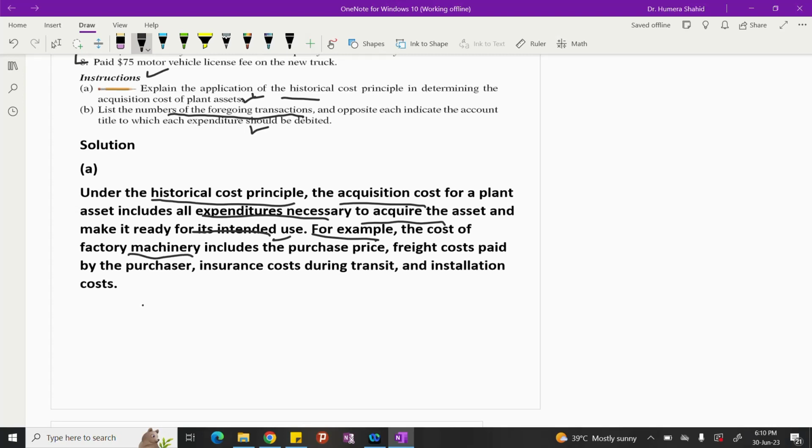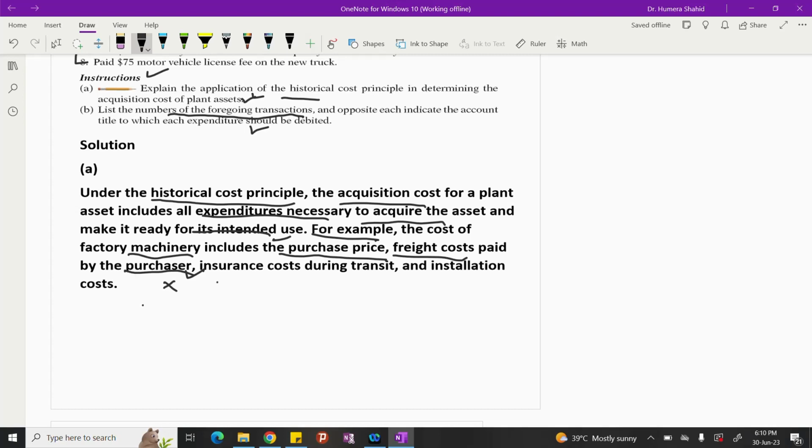If you want to calculate the cost of the factory machinery, you have to add all these costs. So what are the costs? Of course, it's the purchase price. Then you need to bring this machinery to your location. So the freight charges or the freight cost which you will be paying, if you are the purchaser, then add it. If the seller will pay, then no need to add. But here we will be adding because it was paid by the purchaser.